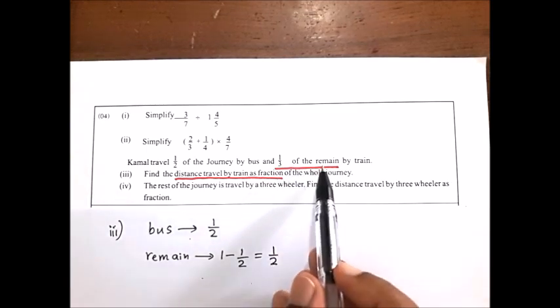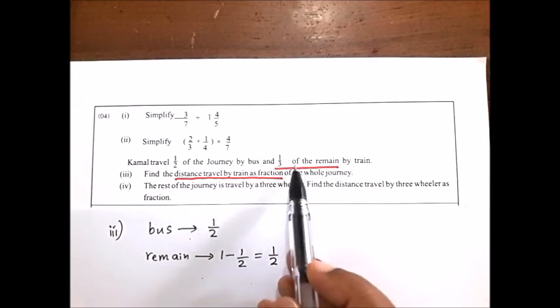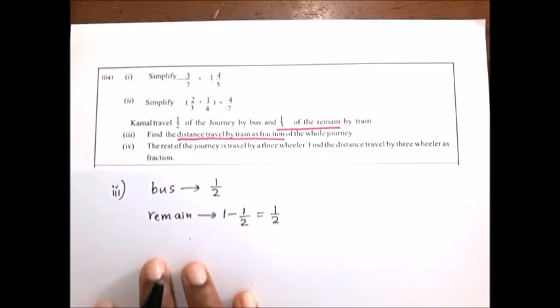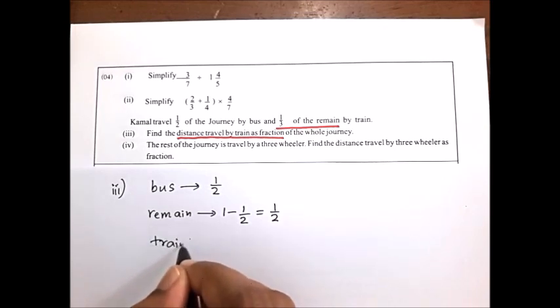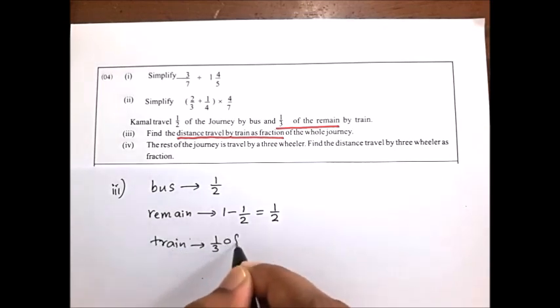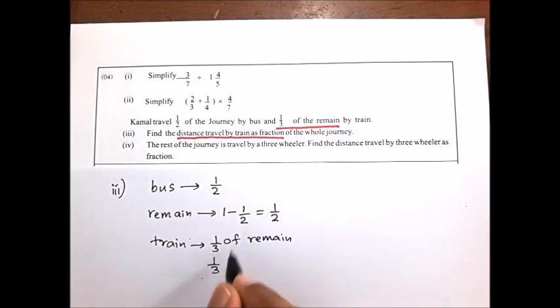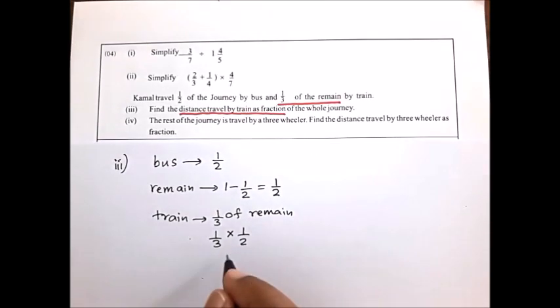Then 1/3 of the remaining amount. Here this 'of' means multiplication. 1/3 of the remaining by train. Here put multiplication for 'of', and the remaining is again half. 1 over 3 multiplied by 1 over 2. The value is 1 over 6. This is the fraction he travelled by train.